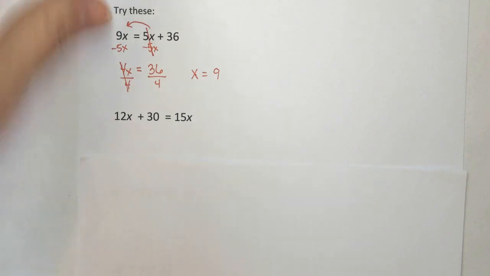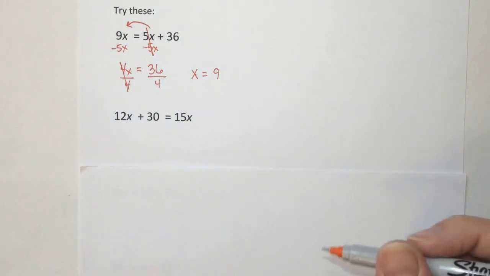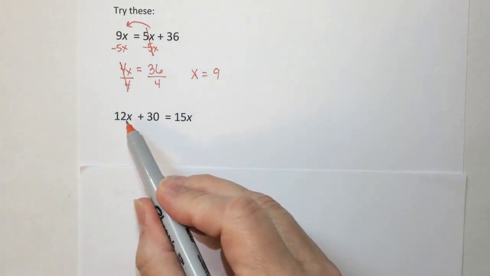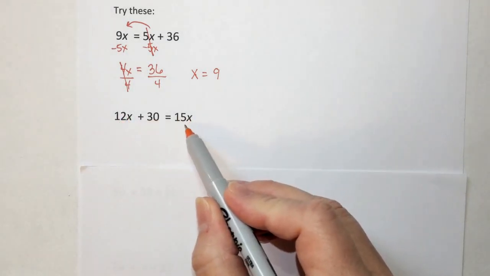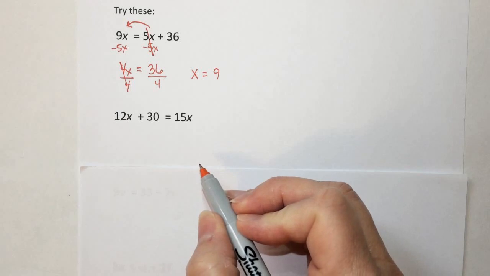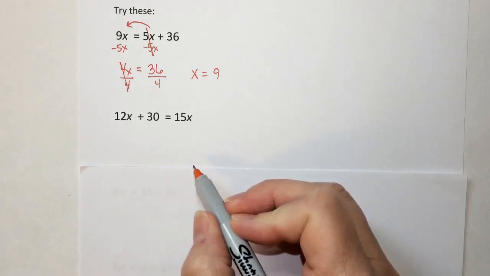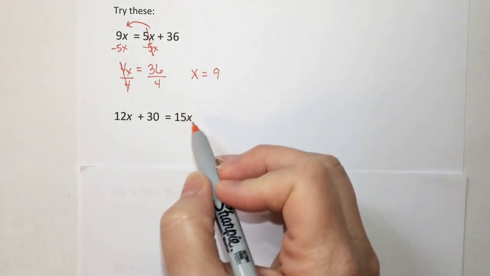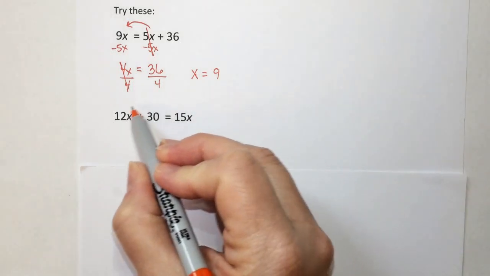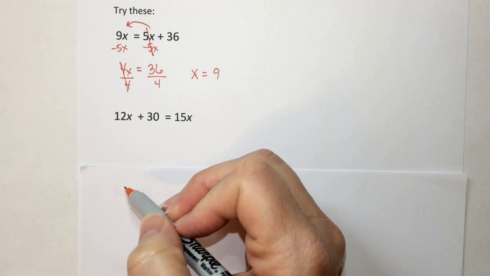All right, the next problem, a little bit different. You notice we have two x terms: this one, 12x, and this one, 15x. This question here is a little bit trickier, and you should notice that there is more than one way that you could solve this. You could say, well, we've been moving our x terms left, let me do that. And you can do that.